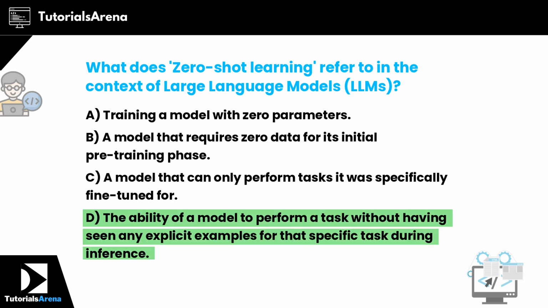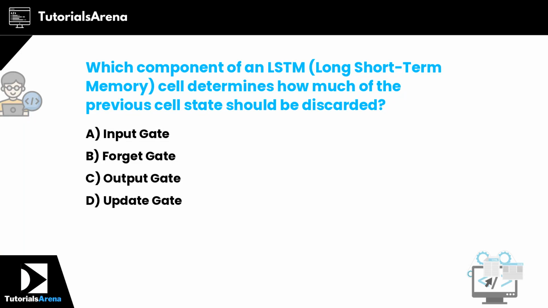The correct answer is option D. The ability of a model to perform a task without having seen any explicit examples for that specific task during inference. Which component of an LSTM, long short-term memory, cell determines how much of the previous cell state should be discarded?